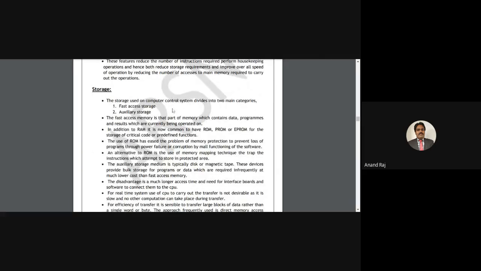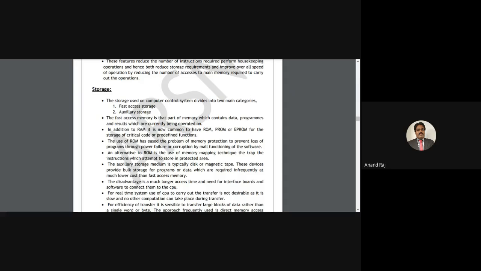Then coming to the storage point, the storage has two types. One is fast access storage, the other is auxiliary storage. Fast access storage is nothing but the number of memory blocks which are present on chip. That is your fast access storage. Auxiliary memory is nothing but the secondary memory.